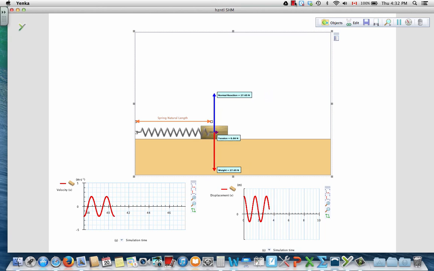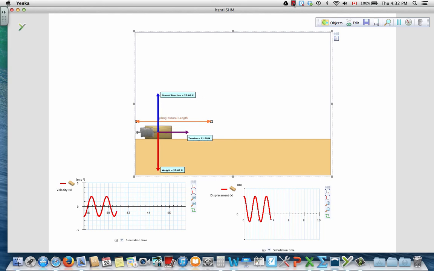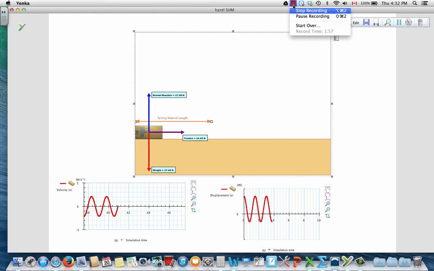There's some questions in the text to accompany this simulation, and mostly they can just be answered in point form, a couple of words each. There's another simulation to watch now of a vertical spring.